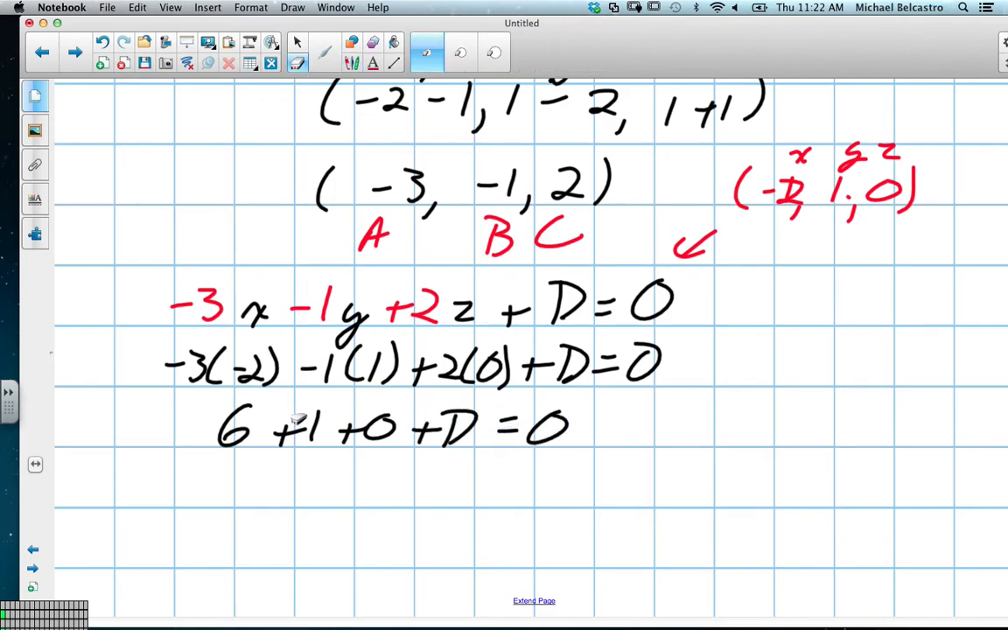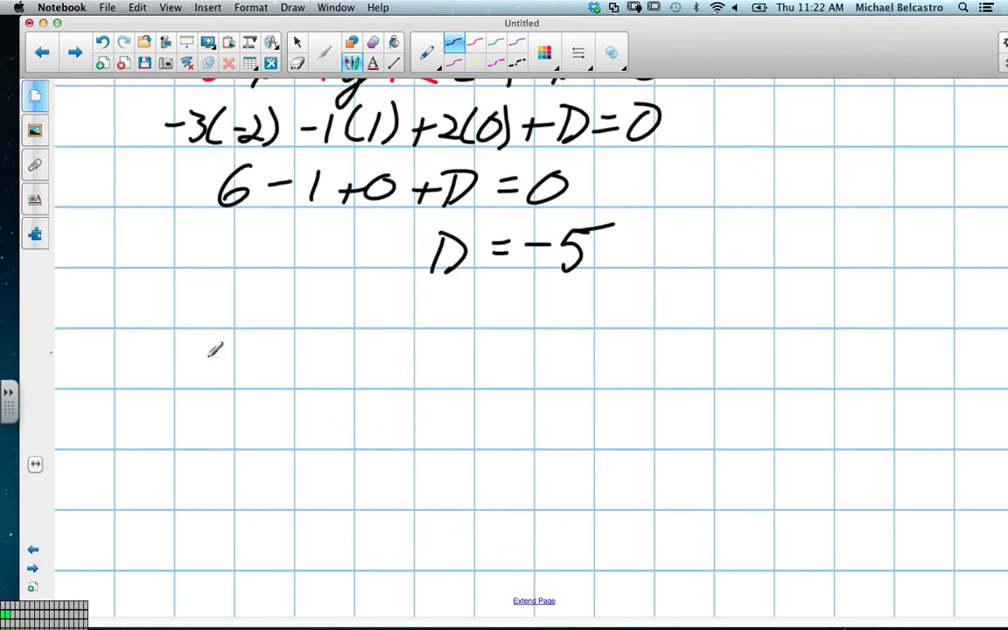Thank you. Gives us 5. D is a value of -5. So our Cartesian form is now -3x minus y plus 2z minus 5 equals 0.